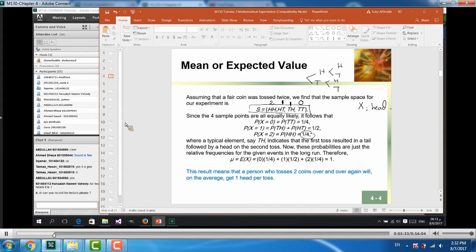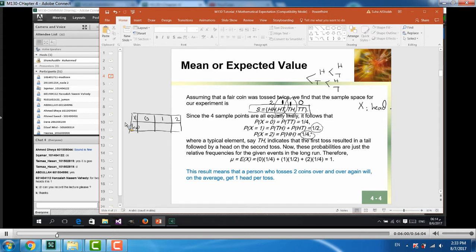For 1, it is the case of head tail and the case of tail head. It appears 2 times, so it is 2 over 4, which is half. So we can summarize this in a table actually. I prefer to summarize the things in a table. The x, the fx is here. The x is 0 or 1 or 2.